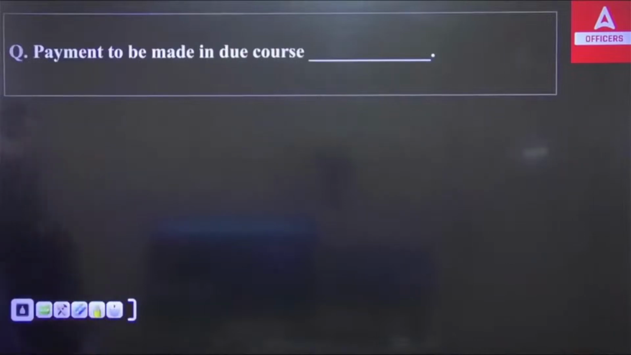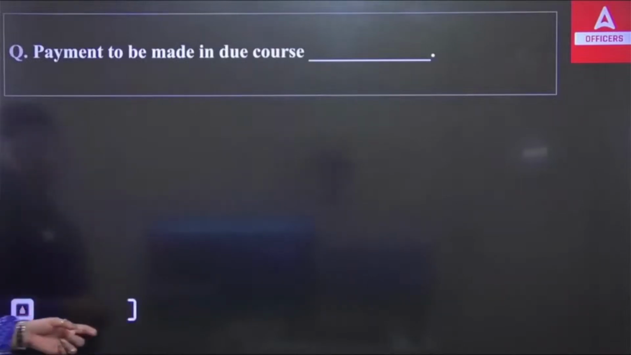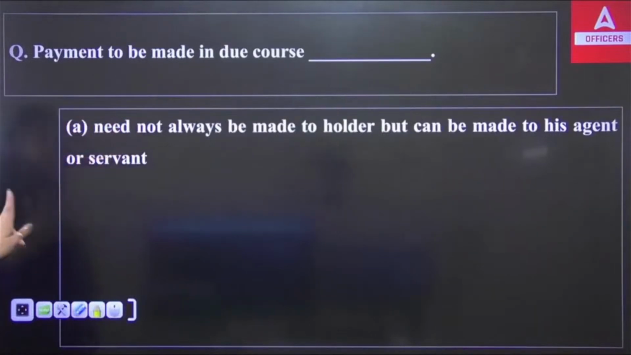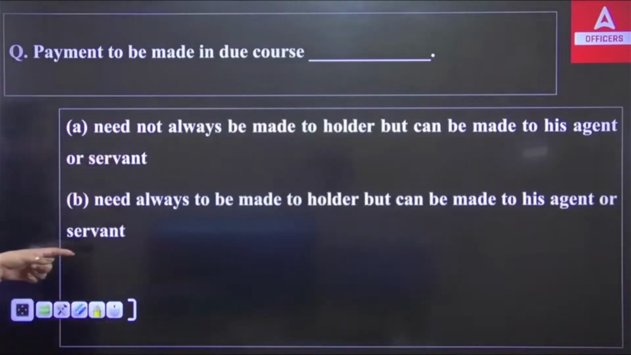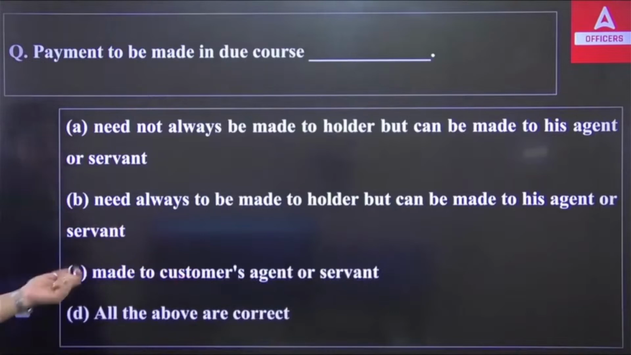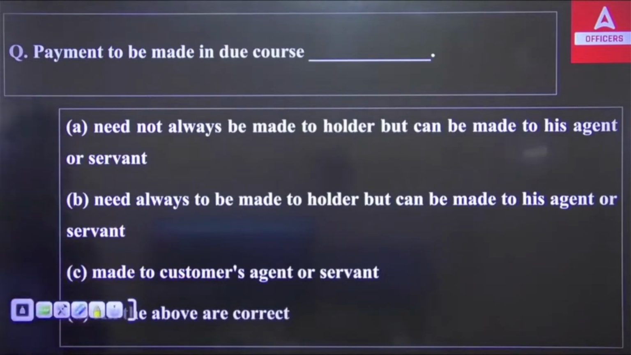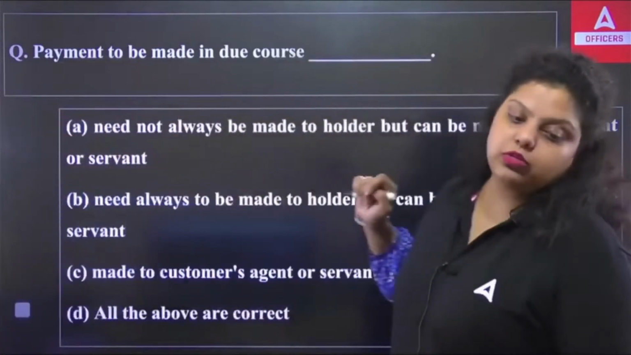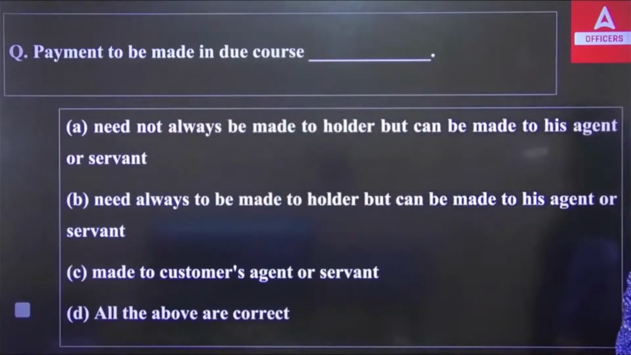Now, payment to be made in due course, dash. First, need not always be made to holder but can be made to his agent or servant. Second, need always to be made to the holder but can be made to his agent or servant. Third, made to customer's agent or servant. Fourth, all of the above are correct. So in case of your payment to be made in due course, payment will be done to whom? To the holder or to his or her agent or servant, or only to his or her agent or servant, or it should be made to the customer's agent or servant, or all of the above.